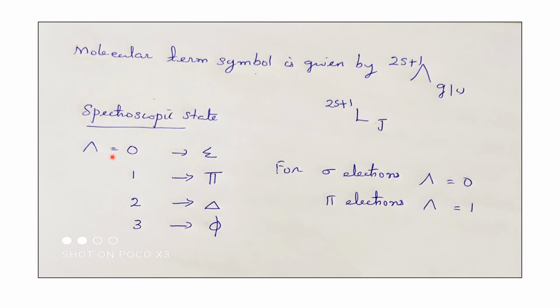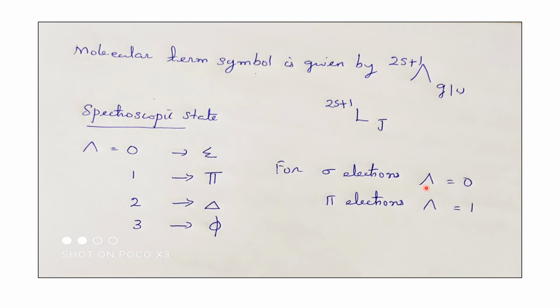When lambda equal to 0, the spectroscopic state is sigma. When lambda equal to 1, the spectroscopic state is pi. When lambda equal to 2, the spectroscopic state is delta. When lambda equal to 3, the spectroscopic state is phi. For sigma electrons, the value of small lambda equal to 0. For pi electrons, the value of small lambda equal to 1.